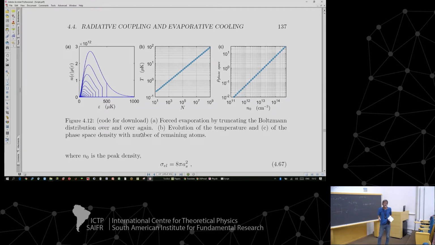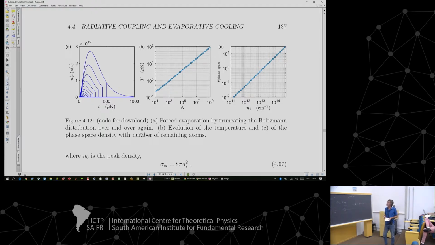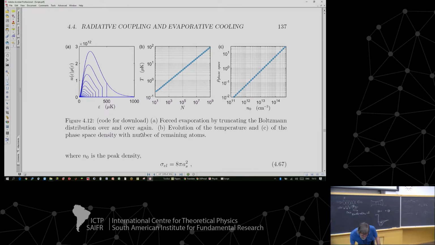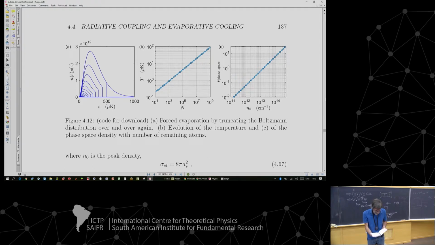If your vacuum is bad, then you have to ramp down quickly, because if you ramp down slower than the losses, then at some point you end up with a condensate with no atoms. Yeah. Or with 1 atom. And so this is the condition to get the Bose-Einstein condensation. Okay.